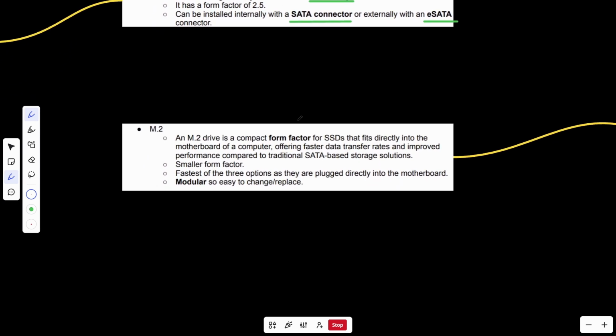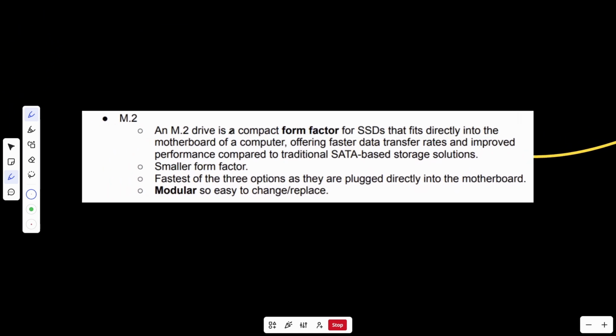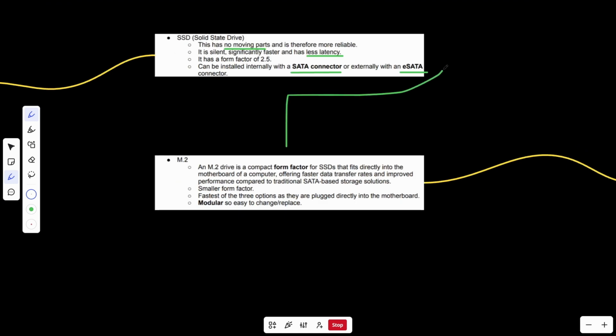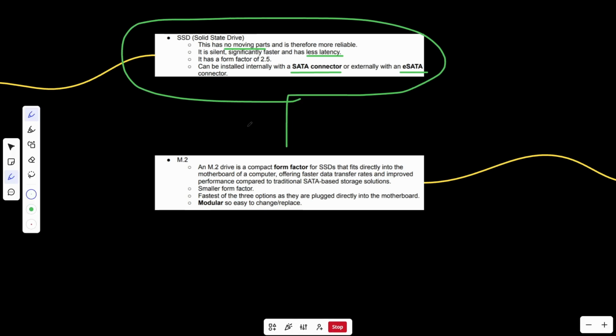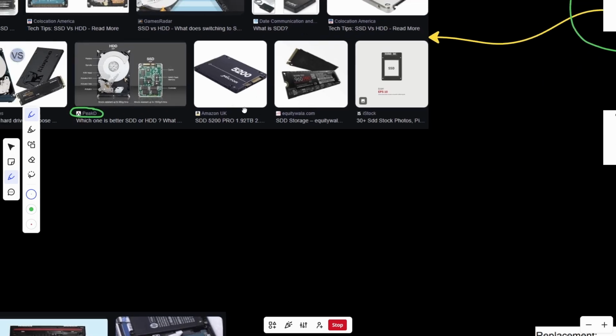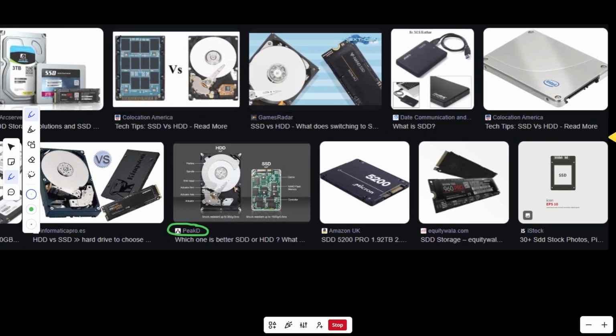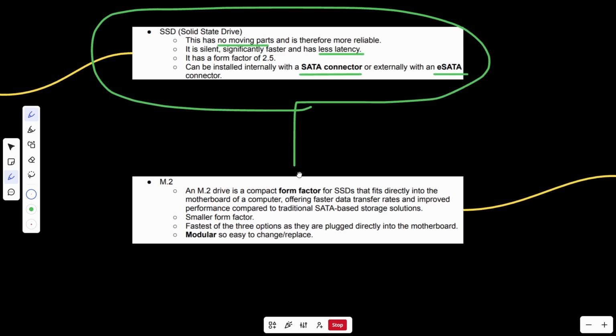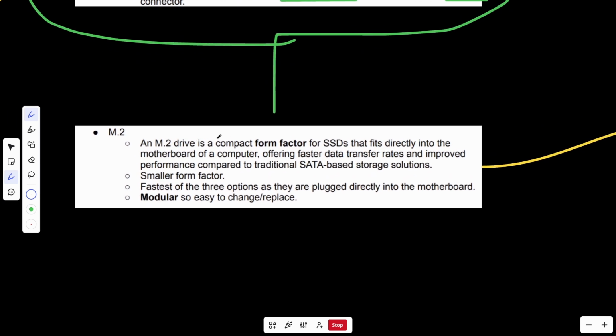All right, M.2. Now, M.2 is actually a type of SSD. It's a very specific type. So it's still an SSD. It's a solid state drive. It's the one we were just looking at, right? It's just a different type. It's a specific shape of SSD. So let's have a little read through and get more specific.